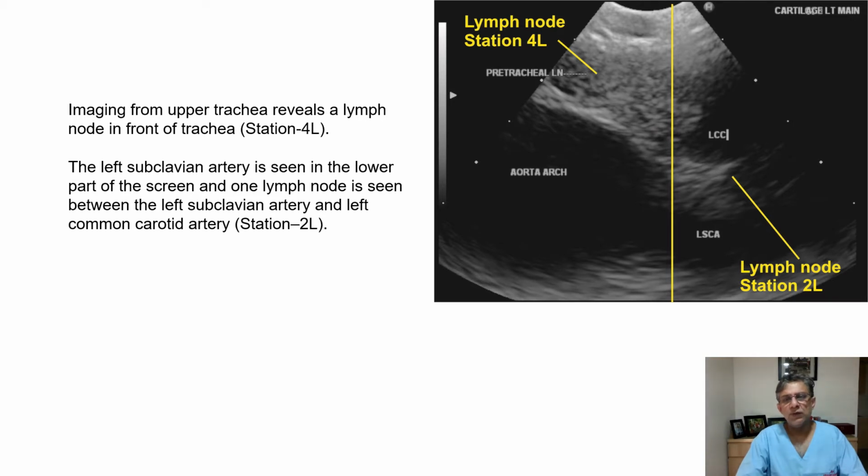Now let us see what lymph node station is there and why. There is a lymph node station in front of the trachea, 4L, and there is another lymph node above the arch of the aorta, and this node belongs to station 2L.